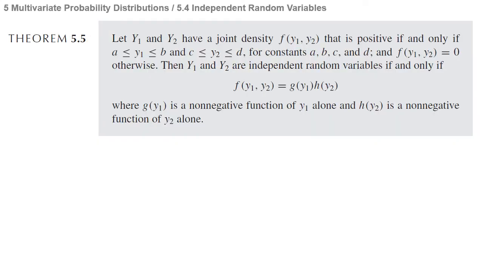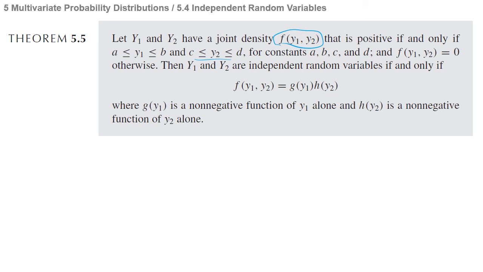Okay, now let's learn about theorem 5.5. Let y1 and y2 have joint density f(y1, y2) that is positive if and only if y1 is from a to b and y2 is from c to d for constants a, b, c, and d, and f(y1, y2) is zero otherwise. So we can see that there is a joint density f(y1, y2).